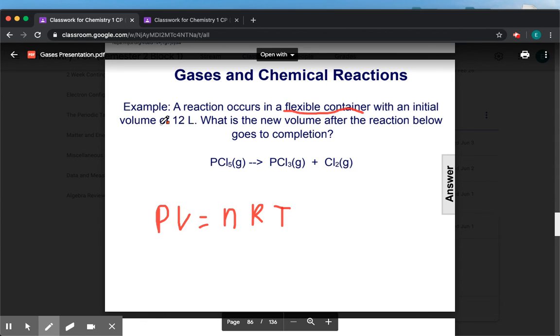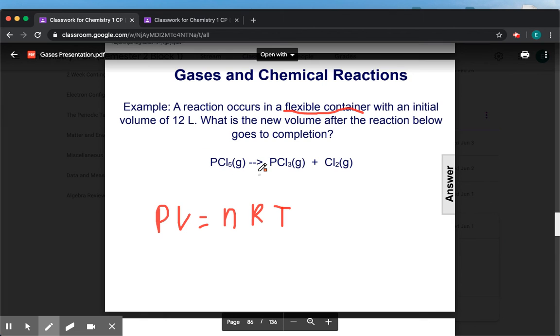We have an initial volume of 12 liters in the beginning. It wants to know what is the new volume after the reaction below goes to completion. They don't say anything about temperature, so I'm going to assume temperature is staying the same. It doesn't talk about anything about heat. Okay, now let's answer the question. Is the equation balanced? 1 P, 1 P, 5 Cl, 5 Cl total. So the equation is balanced already.